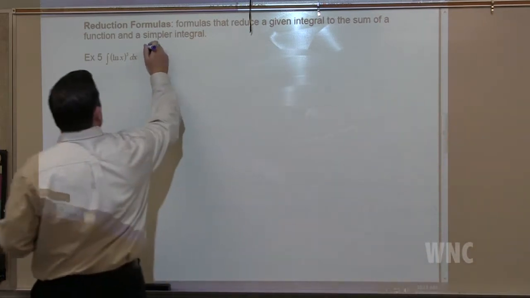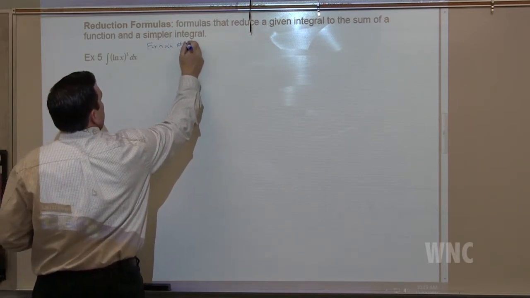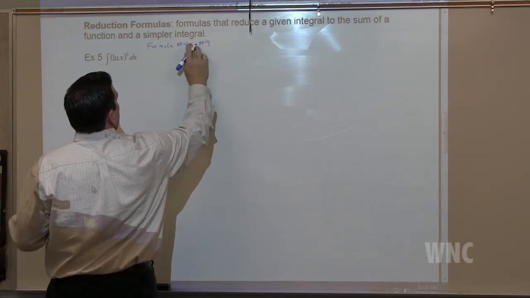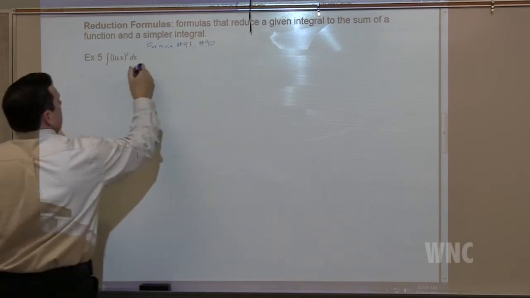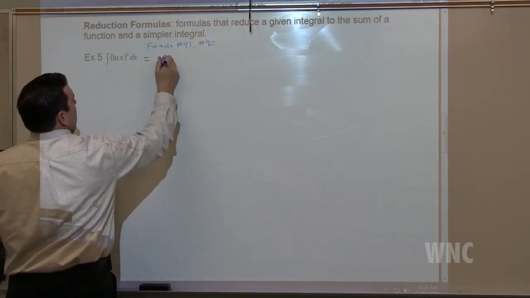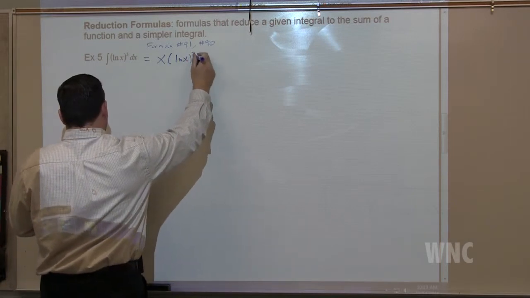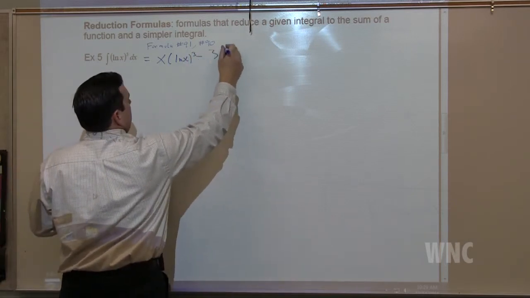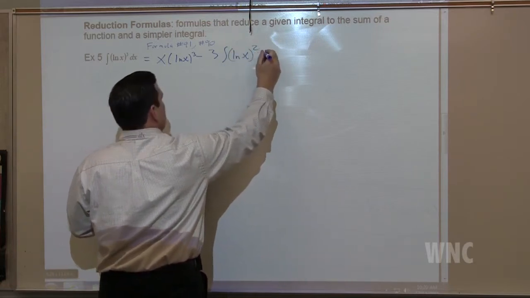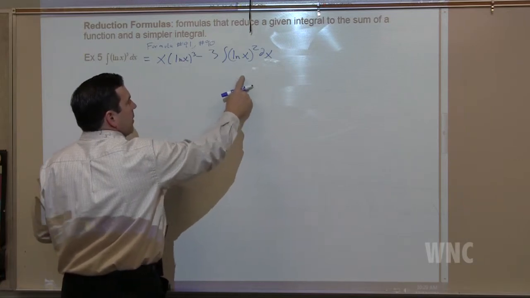So for this, we're going to use formula number 91 then number 90. This is going to be, like I said, x times natural log of x cubed minus 3 integral natural log of x quantity squared dx. So this one uses number 90.